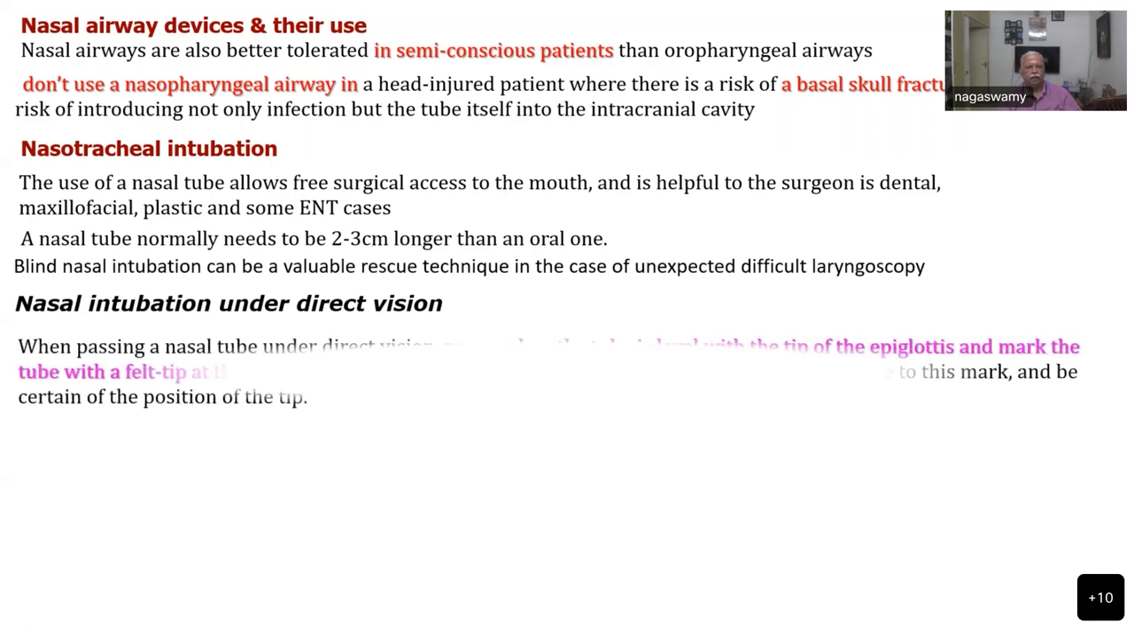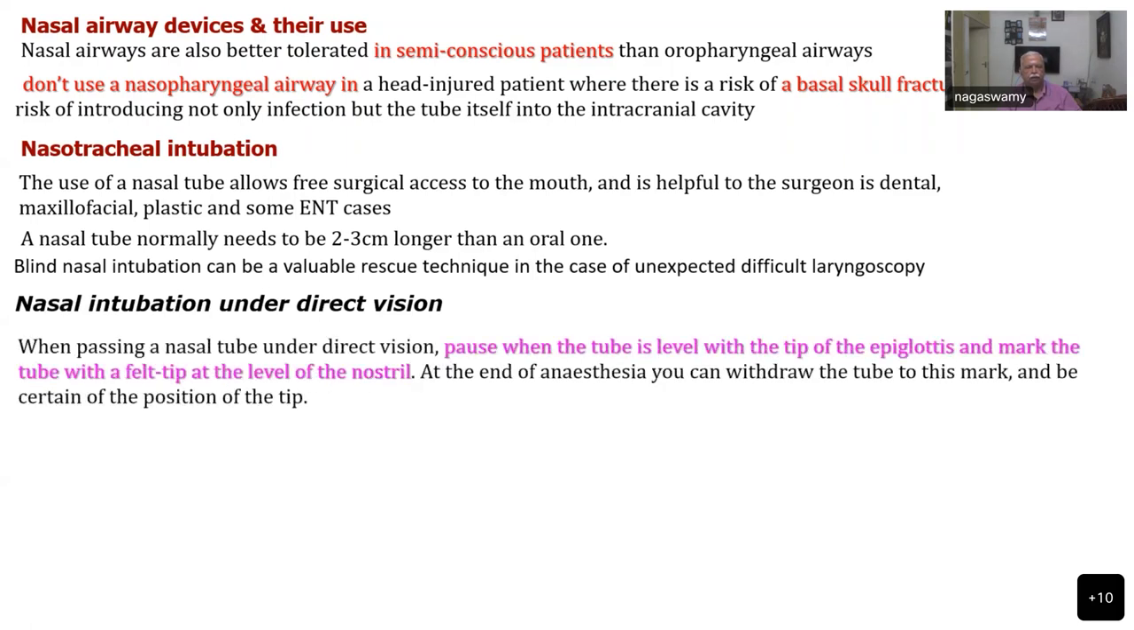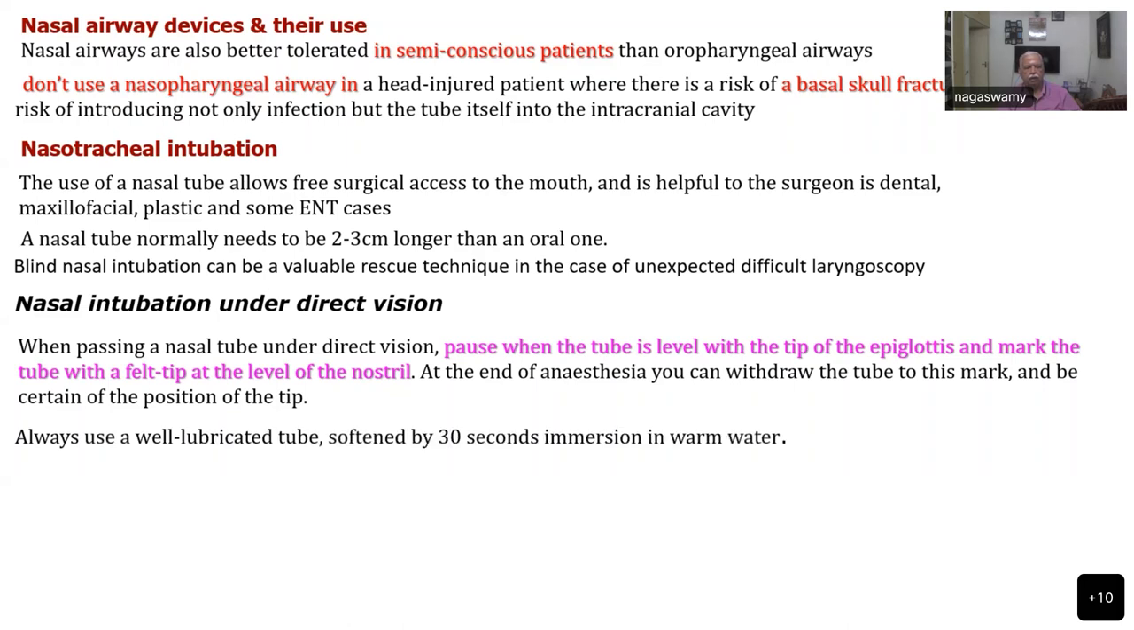Nasal intubation under direct vision: when passing the nasal tube, the level of the tip is at the epiglottis. Mark the tube with a felt tip at the level of the nostril. You have to mark that distance. At the end of anesthesia, when you withdraw the tube to this mark, you are sure that the tip is in the trachea or the glottis.